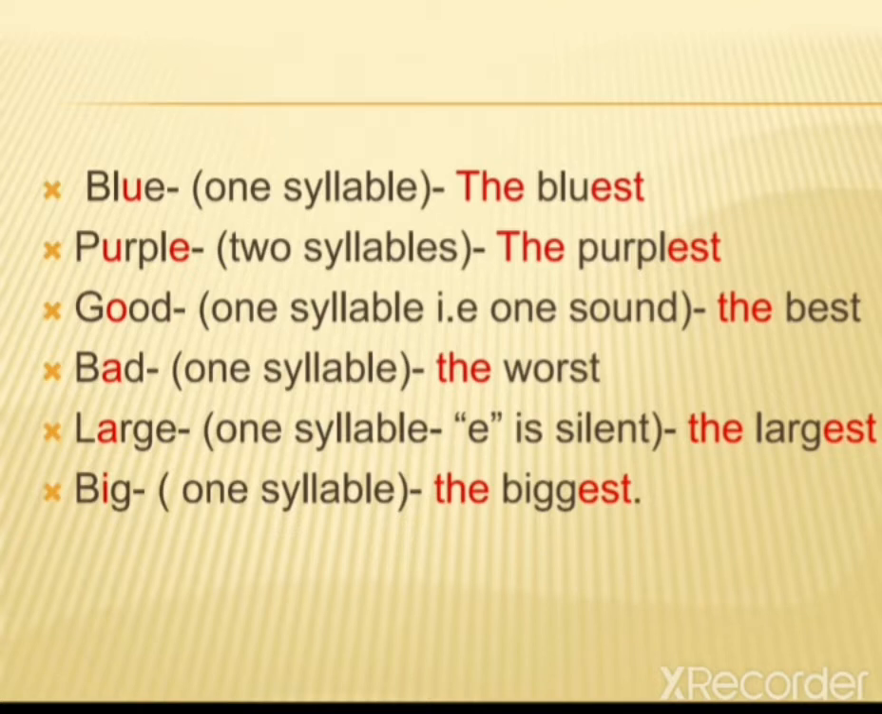Another word is good. How many syllables? Good has 2 vowels together, okay? But it only makes one sound. Good. Bad. It has only one. What about large? We don't say in English largy. We say large. So again, because the E is silent, this only has one syllable. A lot of students get confused, but there is only one.